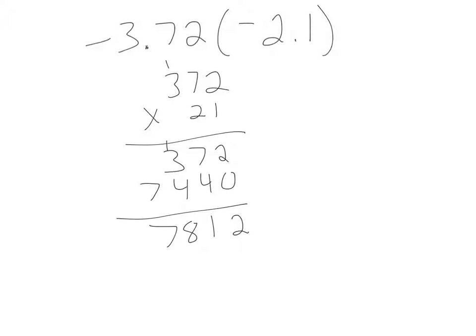Then you go back, you know the answer is positive, you put your decimals in, so let's put them right here and here. How many numbers are behind the decimal in this problem up here? You have 1, 2, 3, so we need 1, 2, 3 behind the decimal in the answer, so it's going to be 7.812, or 7 and 812 thousandths. All right, that should take care of everything for today.